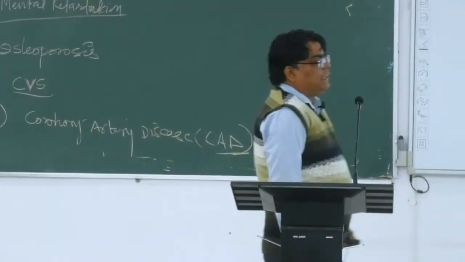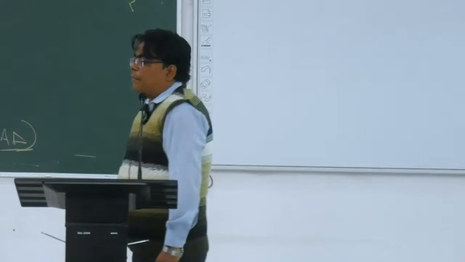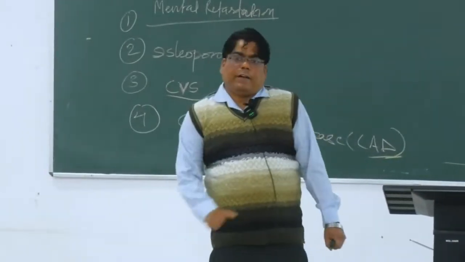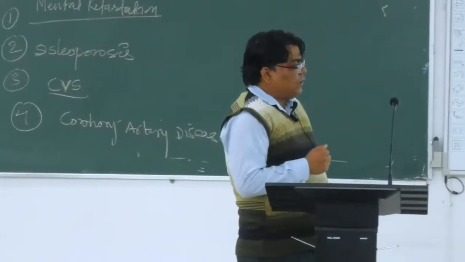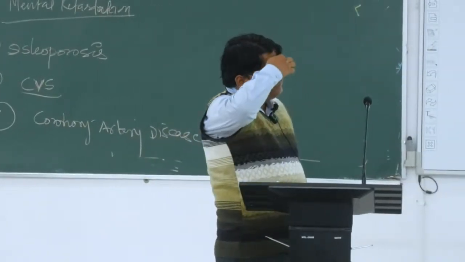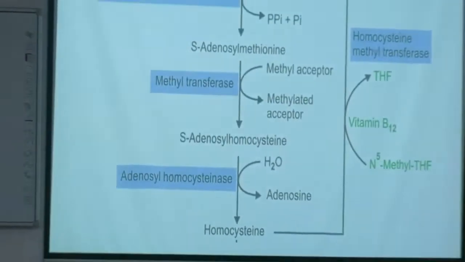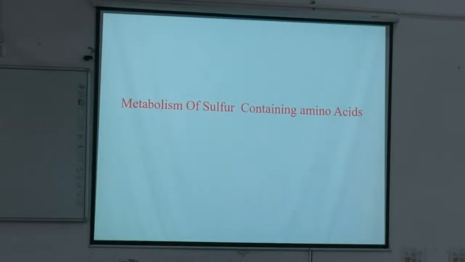So all these are what? These are sulfur containing amino acid metabolism. So we can revise one by one from this and we finish the topics. So now you understand one by one what we read today, what we understood today. Metabolism of sulfur containing amino acid.